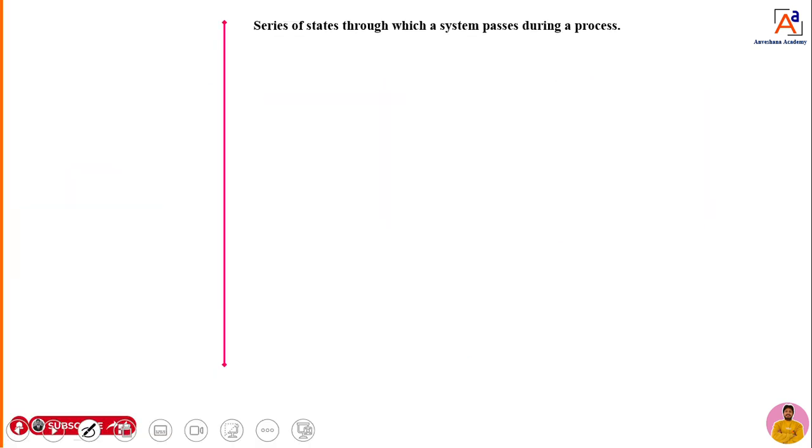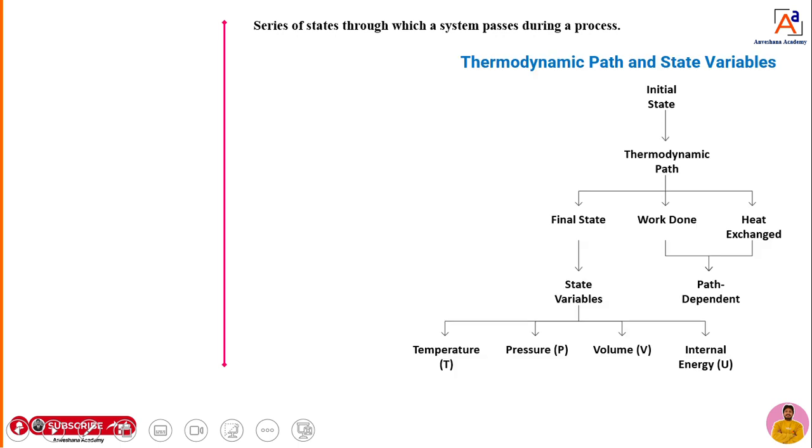Now, when it comes to this path, dear students, there are some important points we need to consider. Initially, when the system is at the initial point, we can mark it as the initial state. Then it is going to reach a final state. When it reaches the final state, it passes through a series of states, and it is going to have a path. That path we can call a thermodynamic path, dear students.